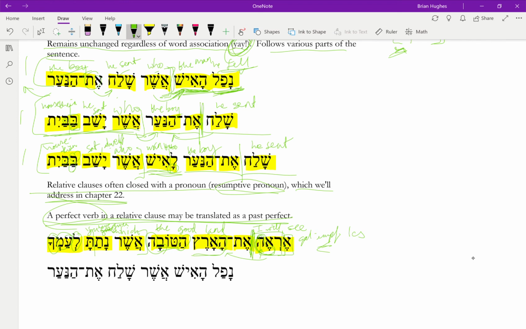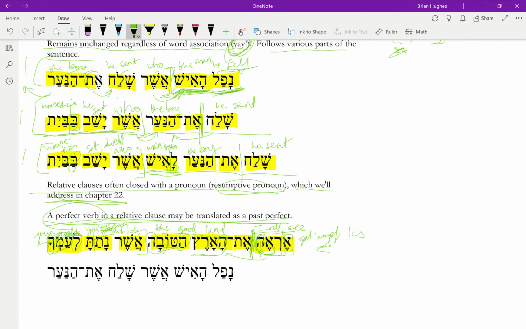la amcha. La is our preposition to, people. Oh, I'm supposed to have a dagesh there because it's geminate. And then this is your, this is our second masculine singular possessive ending. So, I will see the good land which you have given to your people.